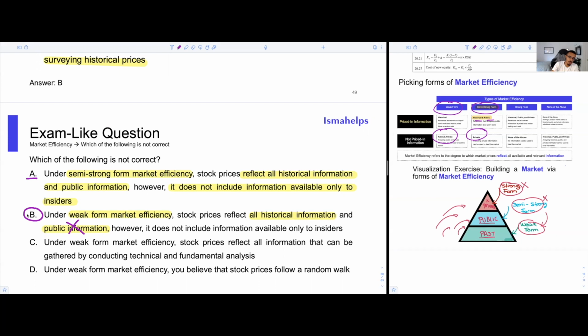And this is probably something that we like because we are looking for something that is incorrect. Let's move on to C though.